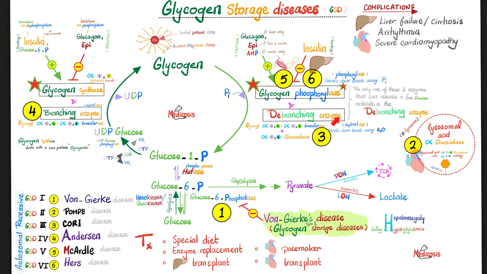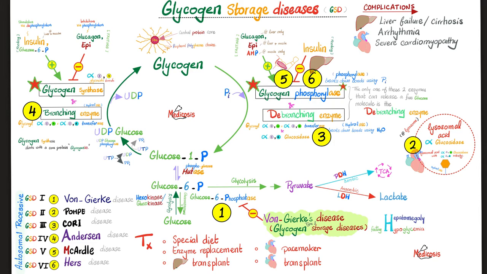Type 3, which is Cori, is a problem in the debranching enzyme. Type 4 is Andersen, a problem in the branching enzyme. No input, no output. You know who's trapped in the liver? Glucose 1-phosphate. If you're phosphorylated, you're trapped. These liver cells will be toast, and the patient can develop cirrhosis.